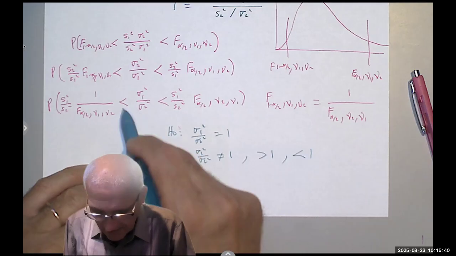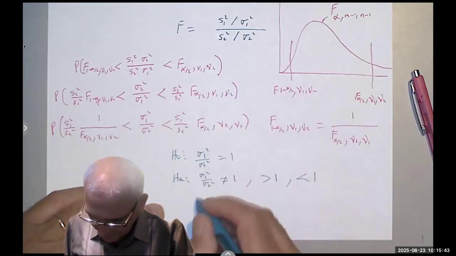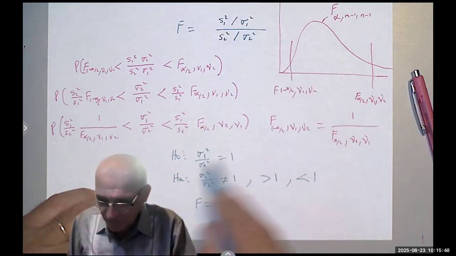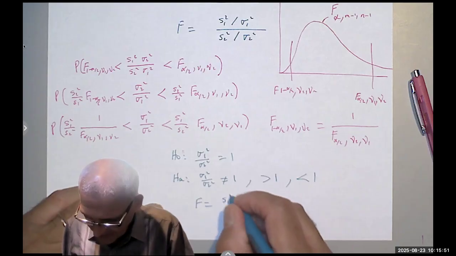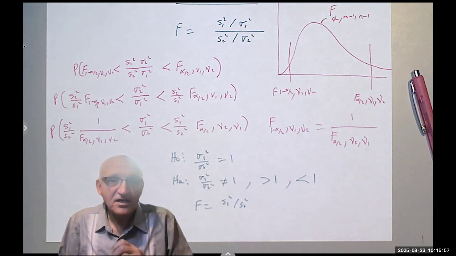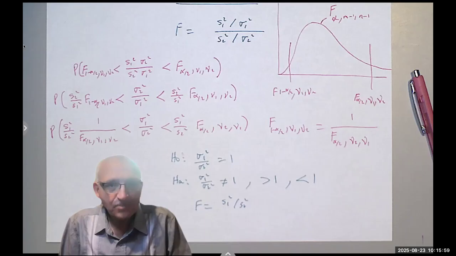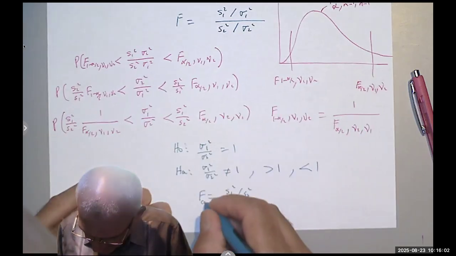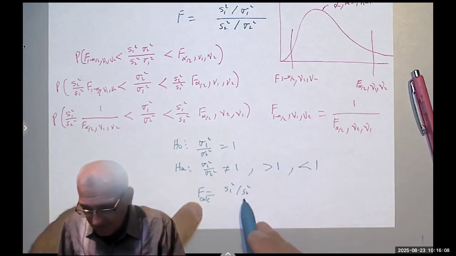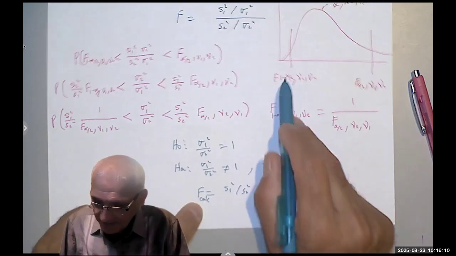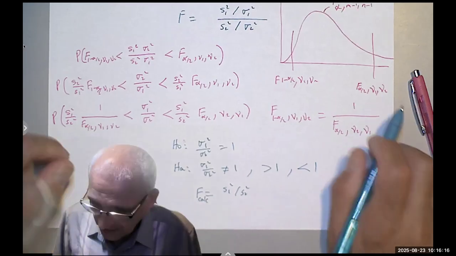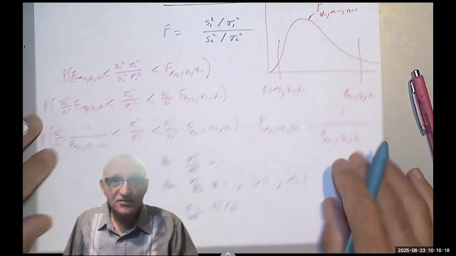Notice my f now, if sigma 1 equals sigma 2, meaning sigma 1 square over sigma 2 square equals 1, would be s1 square over s2 square. I just divide the sample variances. That would be the f calculated. And once I get the f calculated, I check to see whether it is between these two values or not. So it's really pretty straightforward, as we can see.